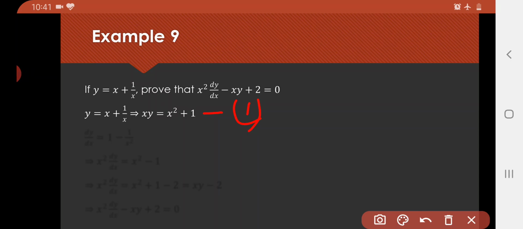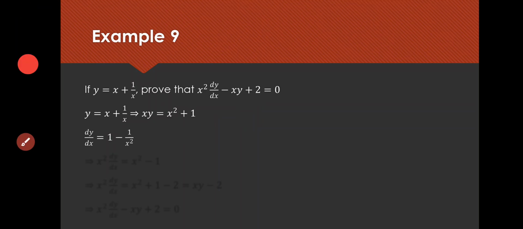Now let us do what? Let us start off with this very thing and do the derivative. So if I do the derivative here, dy/dx is equal to 1 minus 1 by x square. Then let us take the LCM and transpose the side. So if I do so, this is what I get. x square dy/dx is equal to x square minus 1.